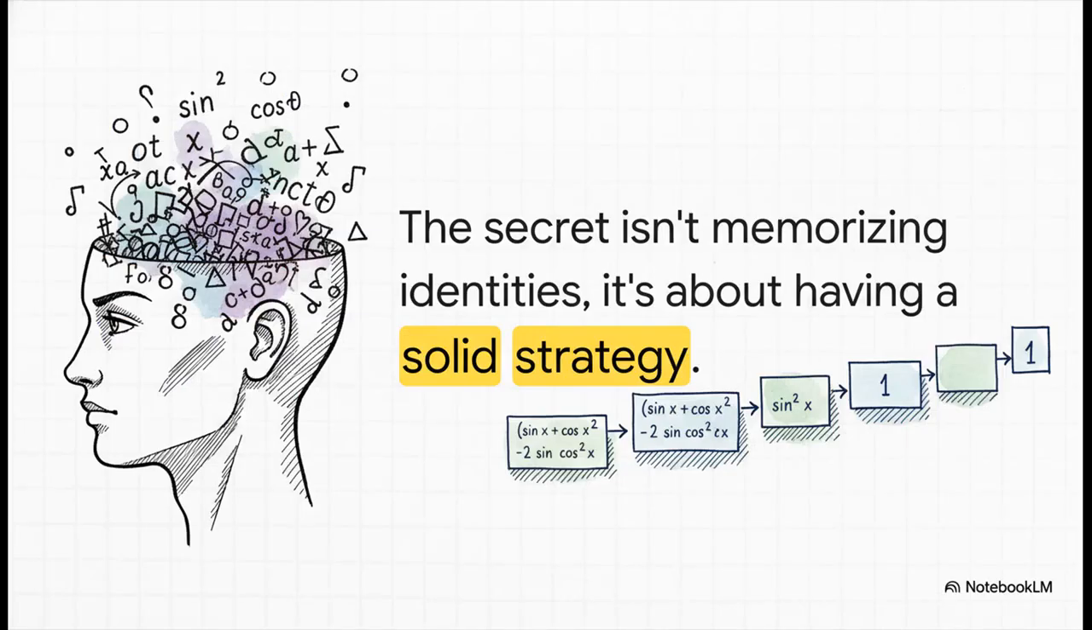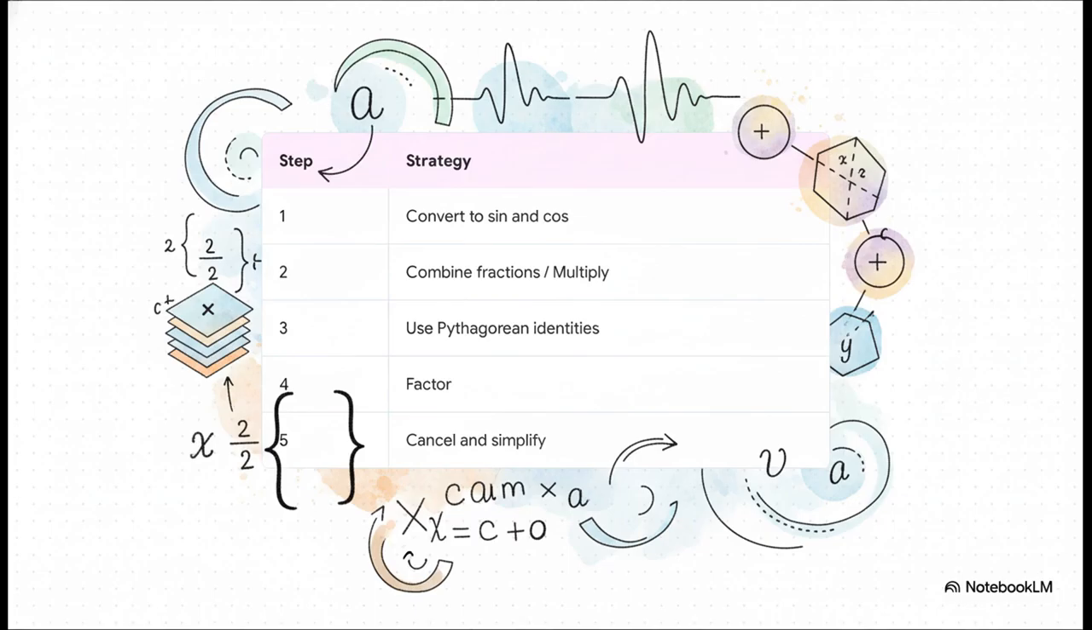And this is a huge mindset shift. Look, instead of trying to cram dozens of identities into your brain and just hoping for the best, you need to focus on a clear, logical process. Strategy beats blind memorization every single time. All right, here it is, your 5-step playbook. Step 1, convert everything to sine and cosine. Step 2, combine any fractions or multiply things out. Step 3, hunt for those powerful Pythagorean substitutions. Step 4, use those algebra skills to factor the expression. And finally, Step 5, cancel and simplify. This is the exact process we're going to use from here on out.